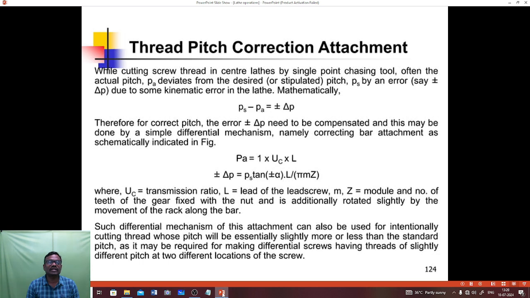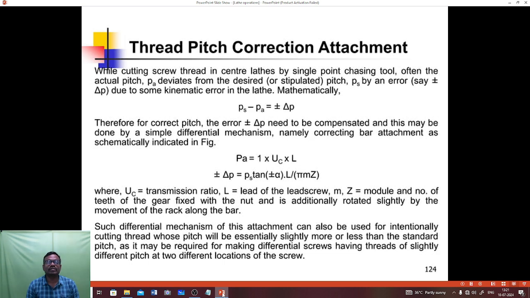Thread pitch correction attachment. While cutting a thread in the center lathe by single point chasing tool, often the actual pitch deviates from the desired pitch by an error, delta P, due to some kinematic error in the lathe. Mathematically, P_S minus P_A equals plus or minus delta P. Therefore, for correct pitch, the error plus or minus delta P needs to be compensated, and this may be done by a special differential mechanism, namely correcting bar attachment, as schematically indicated in figure.